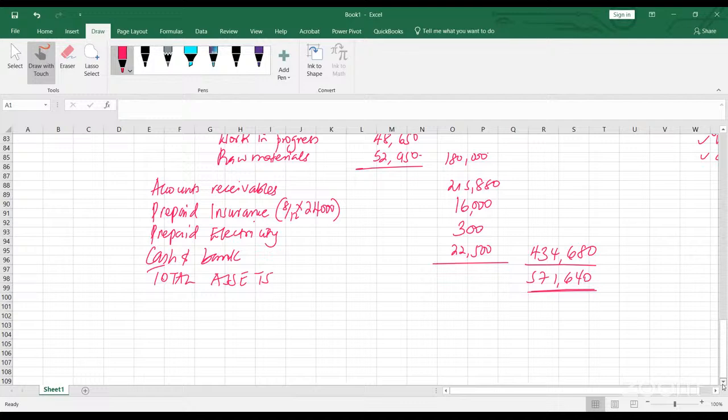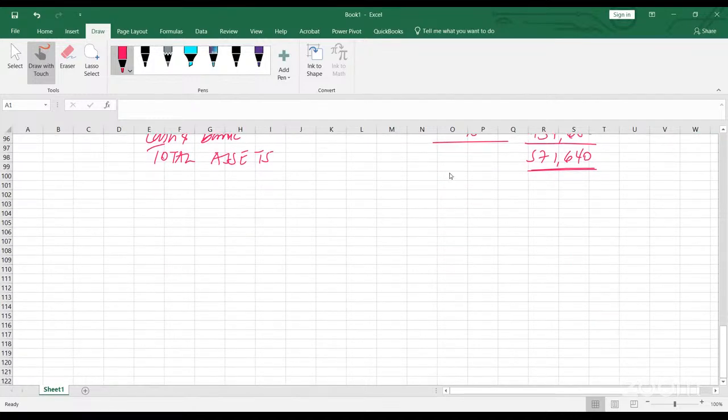We have 15 minutes to end this session. It should strictly be for 2 hours. So we have equity.